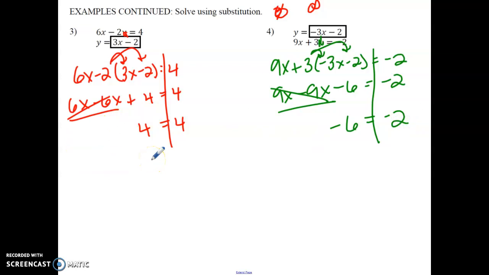Now, I have to decide which one's infinite solutions and which one's no solution. And all I want to do is ask you, which one are you going to tell me, no, it doesn't work? And I'm hoping you're going to say that negative 2 is not equal to negative 6. So this one has to be no solution, or write it out. Because 4 equals 4, that's always true. Always, infinite, forever, solutions.